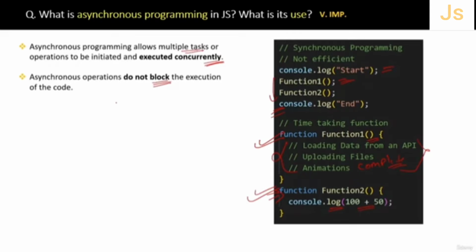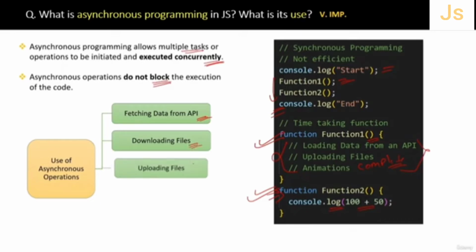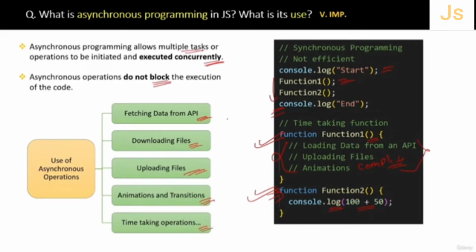Okay, so the first can be fetching data from an external API. Second, while downloading large files. Then while uploading large files. Then doing operations like animations and transitions or any time consuming operation. So that is the idea of the use of asynchronous programming.